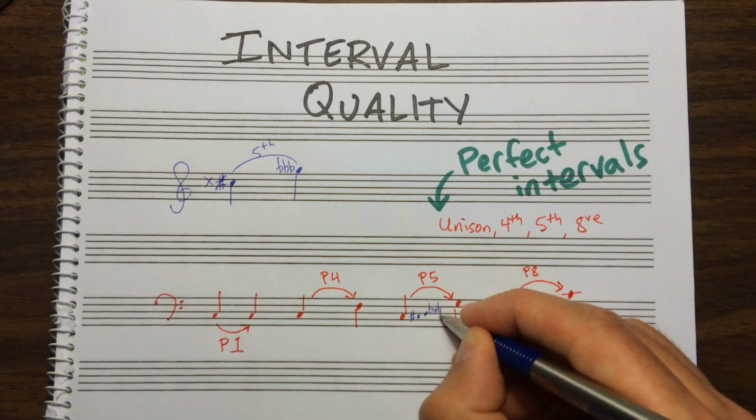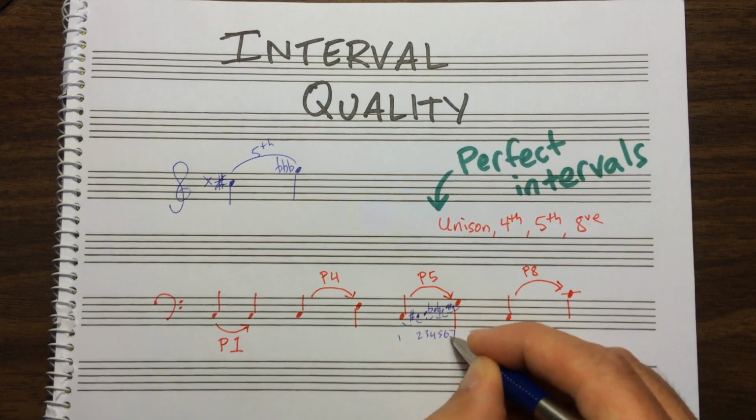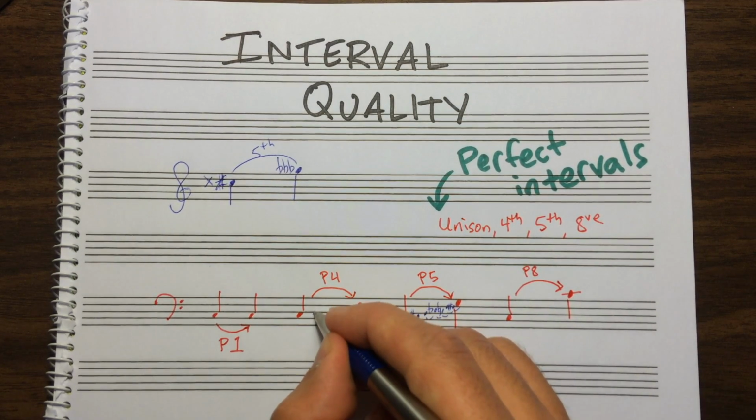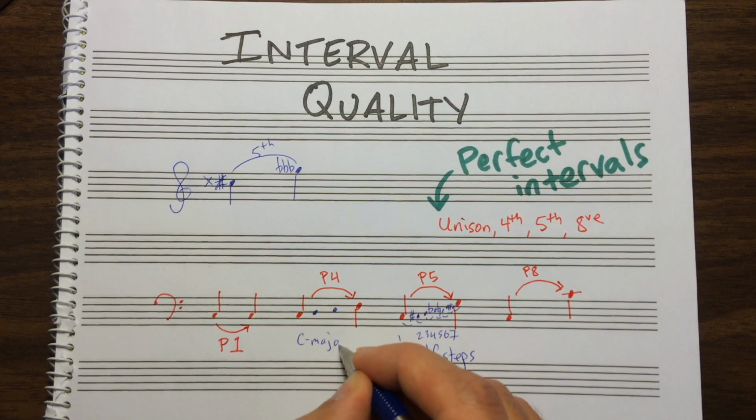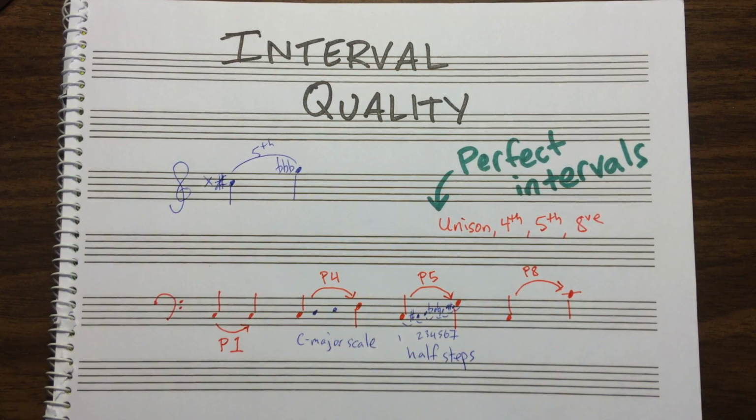You can count half steps, a perfect fifth is 7 half steps, or you can think of a major scale. If you think of the lower note as the tonic of a major scale, then the interval is perfect if the next note is a part of that major scale.